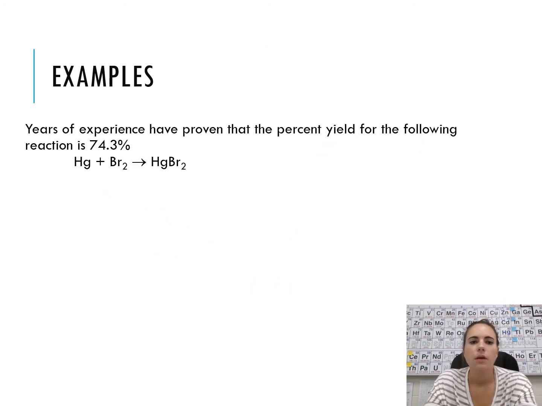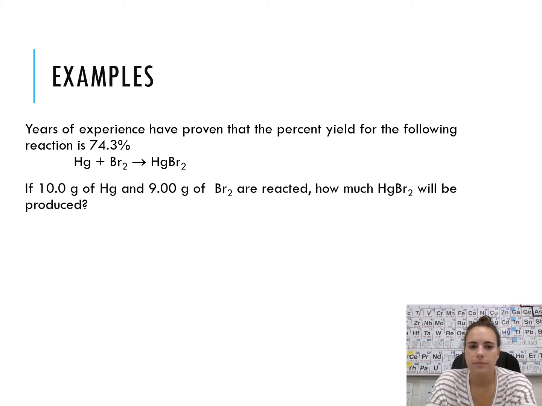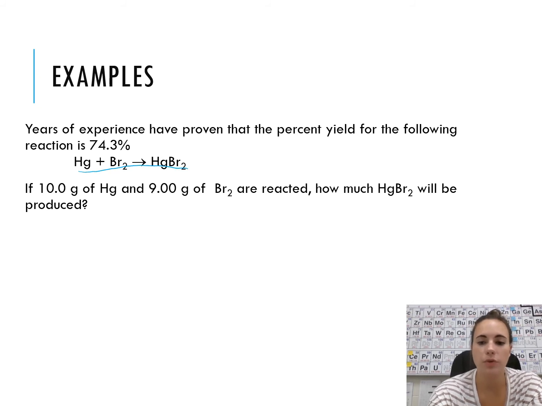All right. Years of experience have proven that the percent yield for the following reaction is 74.3%. If 10 grams of mercury and 9 grams of bromine are reacted, how much mercury bromide will be produced? So first thing, I have to make sure I have a balanced chemical equation, and I am given one right here. So all my coefficients are 1. So I have 10 grams of mercury, 9 grams of bromine.